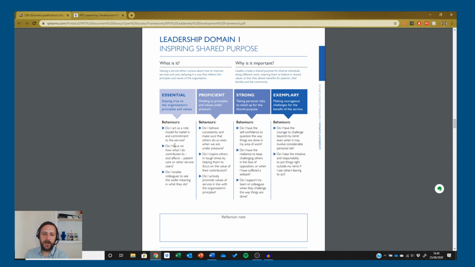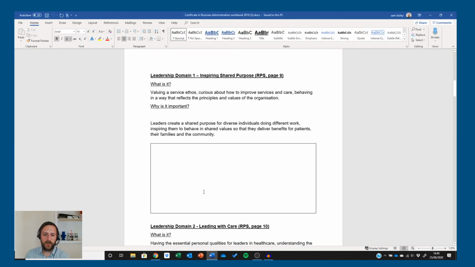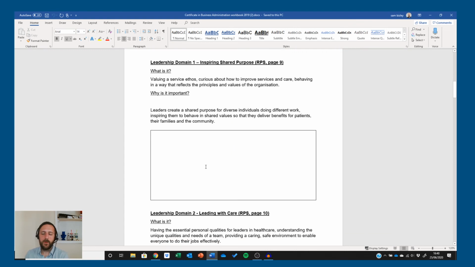Now it's key to note here, and I will just switch back to the workbook, the key point is I want you to think about this. I'm not looking for specific right or wrong answers here. This is very much a space for you to think and explore your thoughts on this topic. So it's for you to think about this domain.